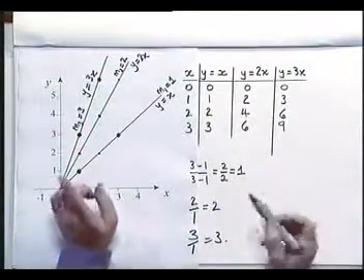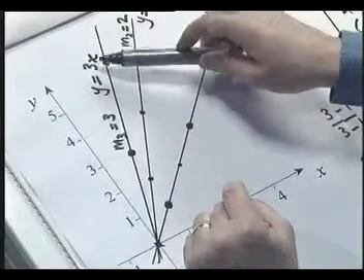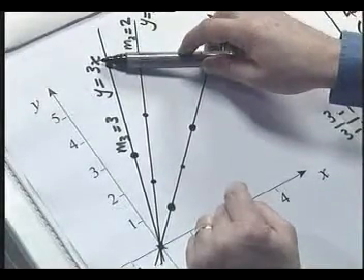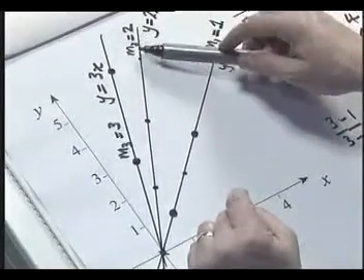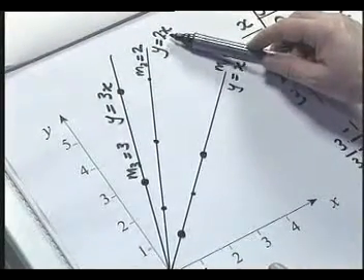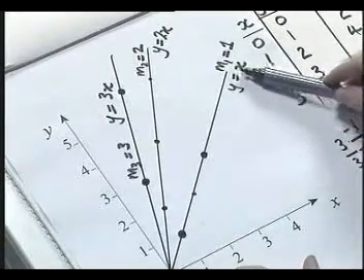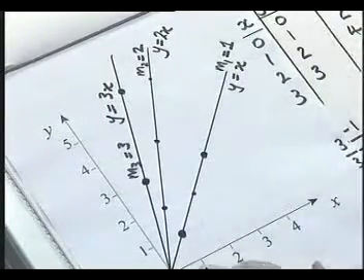Now, this is no coincidence. You'll notice that in every case, the gradient, in this case 3, is the same as the number that's multiplying the x in the equation. Same is true here. The gradient is 2, which is the number multiplying the x in the equation. And again here, y is x, the number multiplying x is 1, and the gradient is 1.